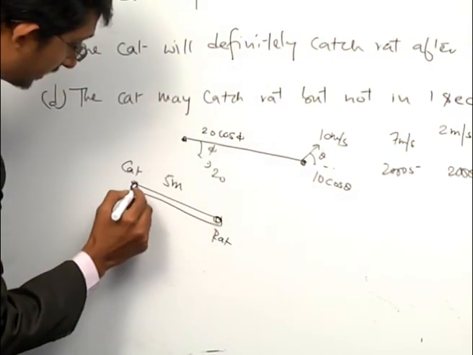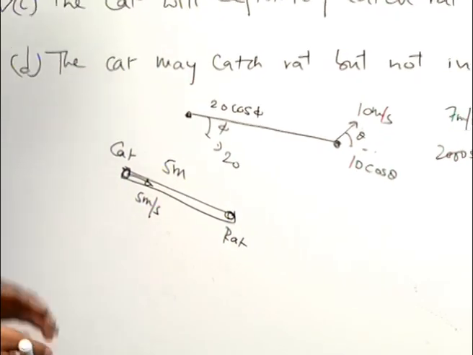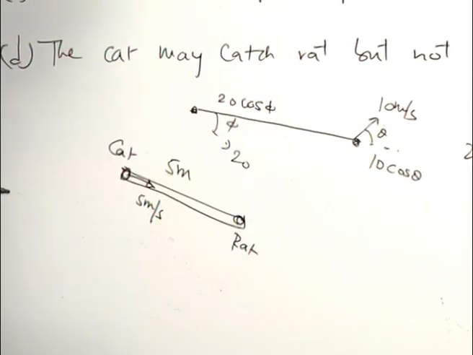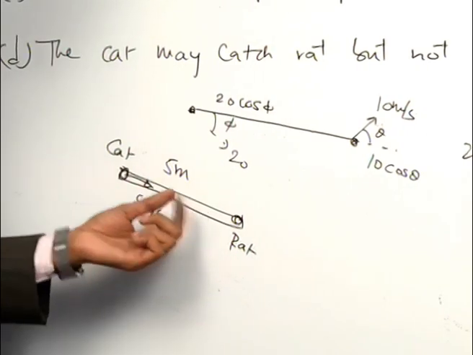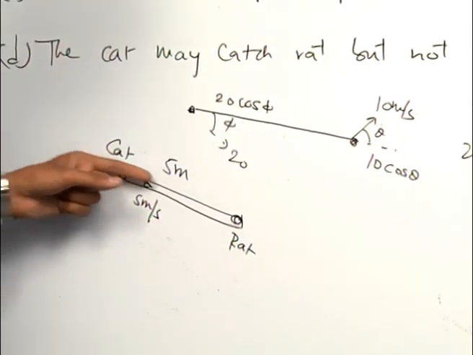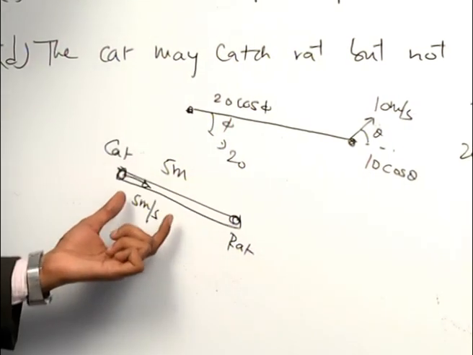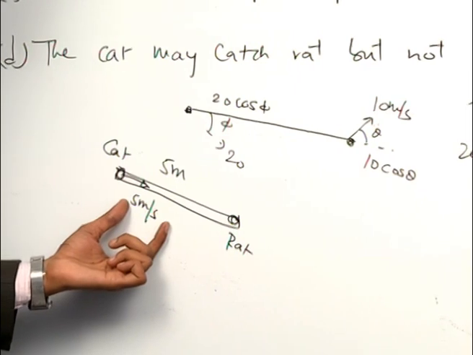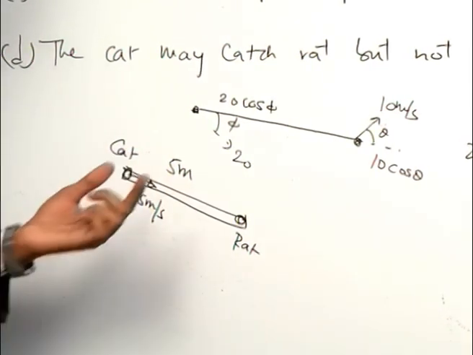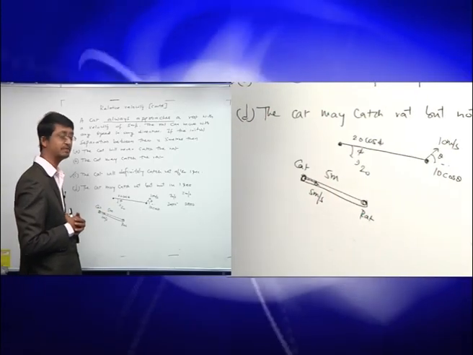The cat is going on the rod with 5 meters per second. So if you are standing on the rod, the situation is very simple. The cat simply goes away and catches the rat. Because the cat is traveling 5 meters with 5 meters per second, the time taken will be distance by speed, 5 by 5, 1 second. The cat catches the rat in 1 second.